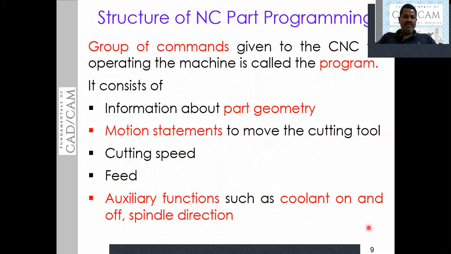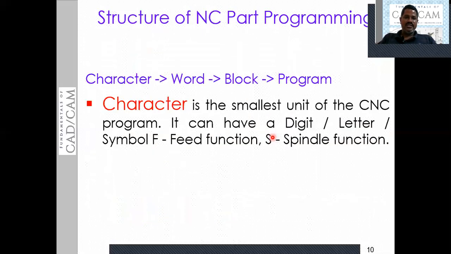Then we have auxiliary functions, like whether to use coolant or not, whether to rotate the spindle in the clockwise or anti-clockwise direction, whether to start or stop programming. All those are called the auxiliary functions. In turn, we can call these functions the miscellaneous functions. We will discuss in detail the miscellaneous functions and the motion statements in the coming session. Then let me move forward to discuss the structure of a part program.